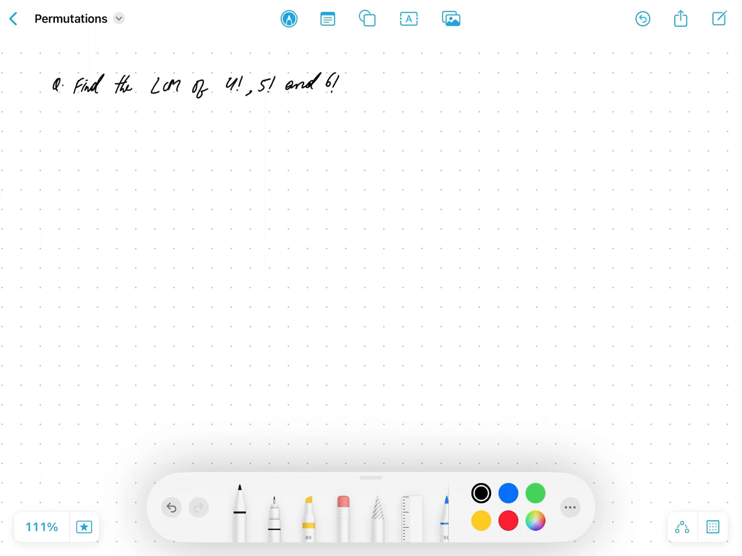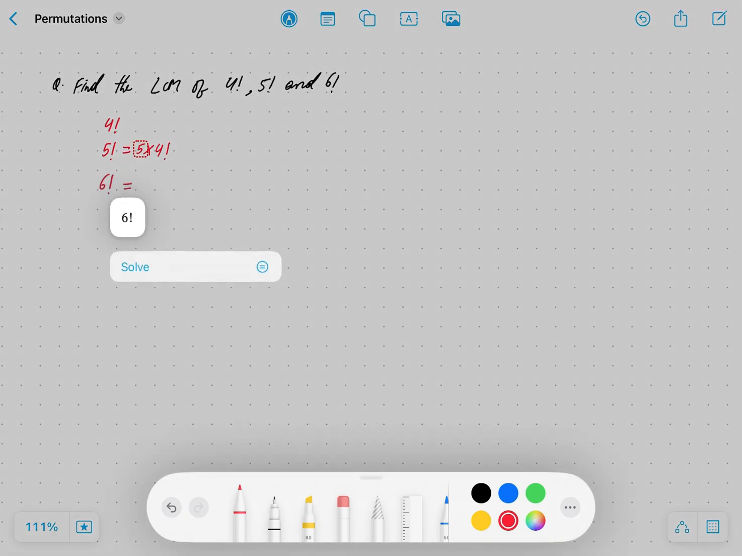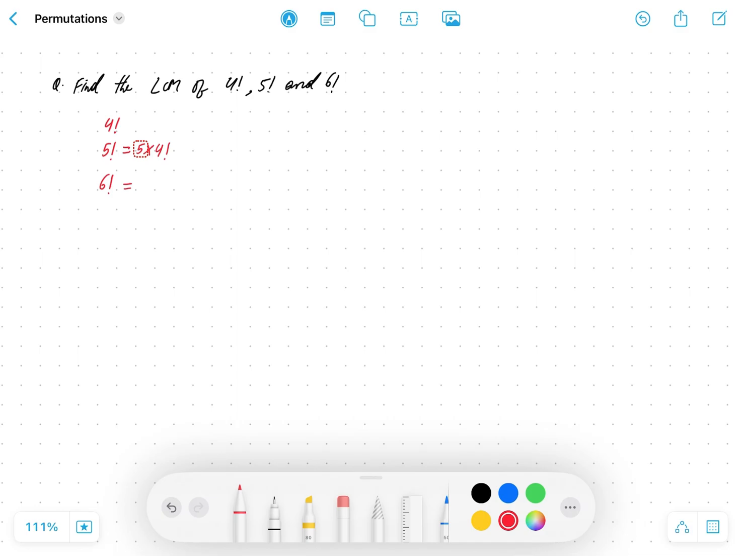So we need to find out a common multiple for 4 factorial, 5 factorial and 6 factorial, and it should be common. And I hope you all know about the LCMs. So 4 factorial, 5 factorial, 6 factorial. What we can do is write 5 factorial as 5 into 4 factorial and 6 factorial as 6 into 5 into 4 factorial.